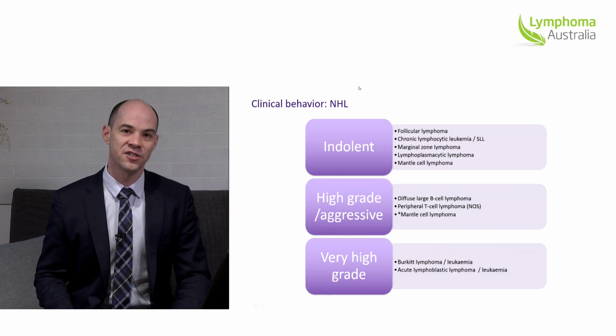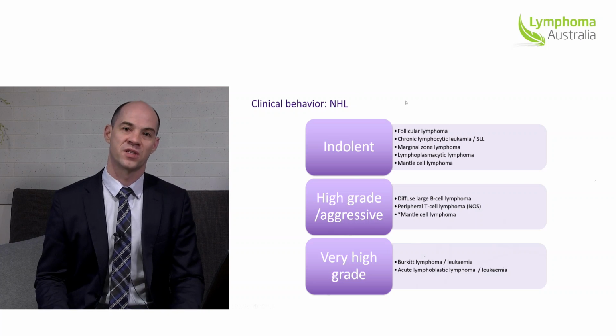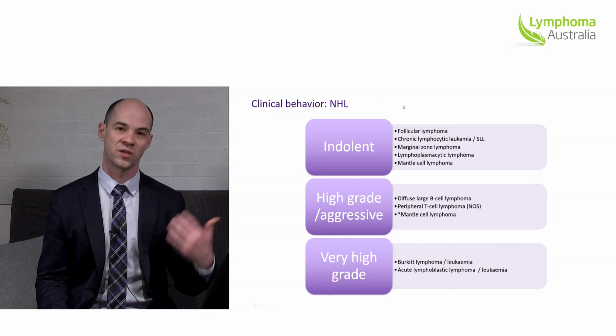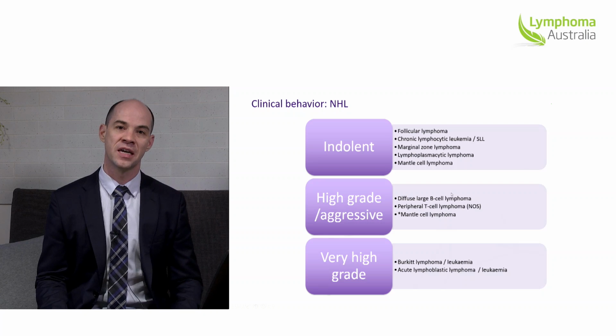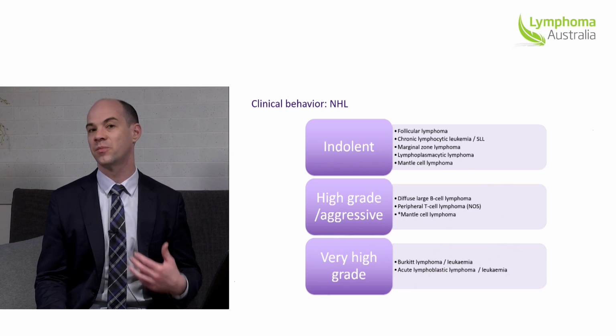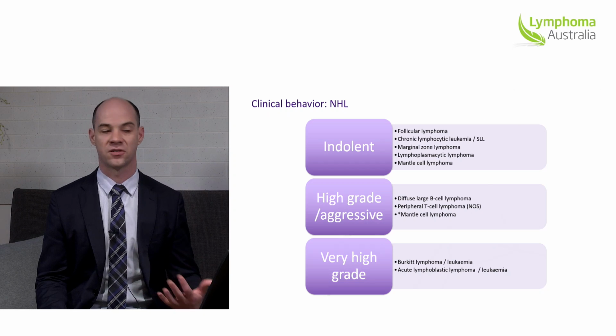We use plain English to describe how we expect lymphomas to behave. You saw the list of all the different types of lymphomas. Well, we can group those on the basis of their clinical behaviour into indolent, aggressive, and very high-grade lymphomas. And that's really on the basis of how they behave if they're left untreated.